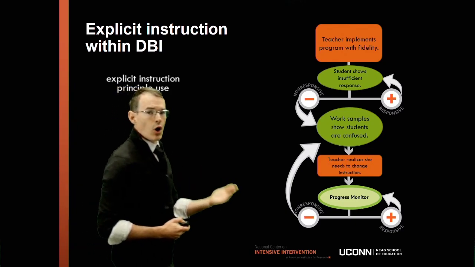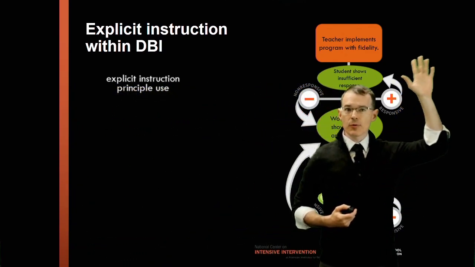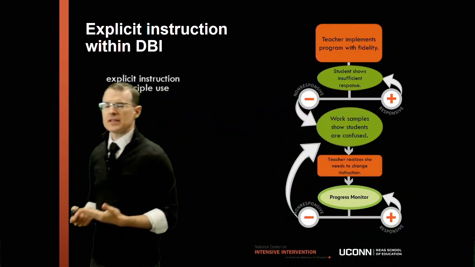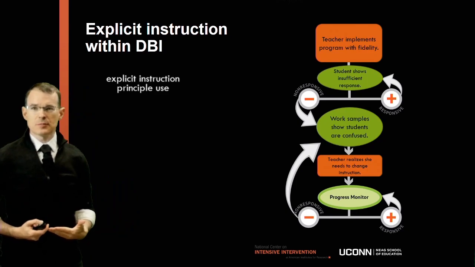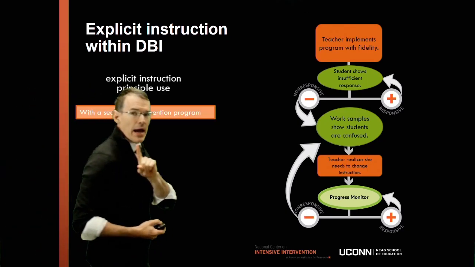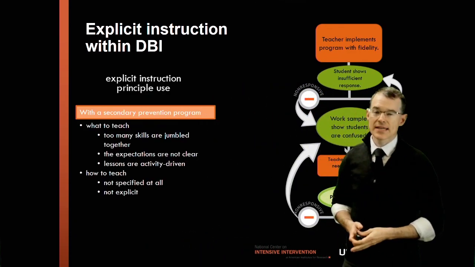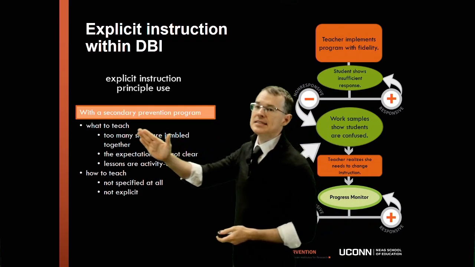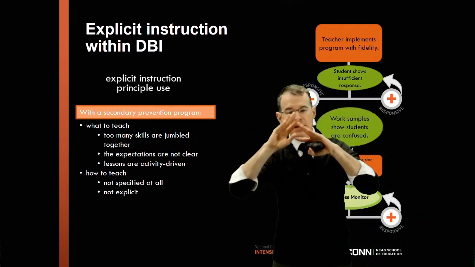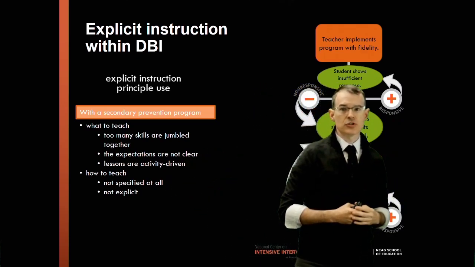Explicit instruction works. Explicit instruction can be increased even when we're implementing a secondary prevention program. So if you're implementing a program, you think to yourself, well, doesn't it have explicit instruction built into it? In some cases, it does. But when a secondary prevention program is designed, it does not always have clarity about exactly what it is you're supposed to teach. In some programs, skills get mixed together in ways that make it hard to decide, what am I supposed to do next?